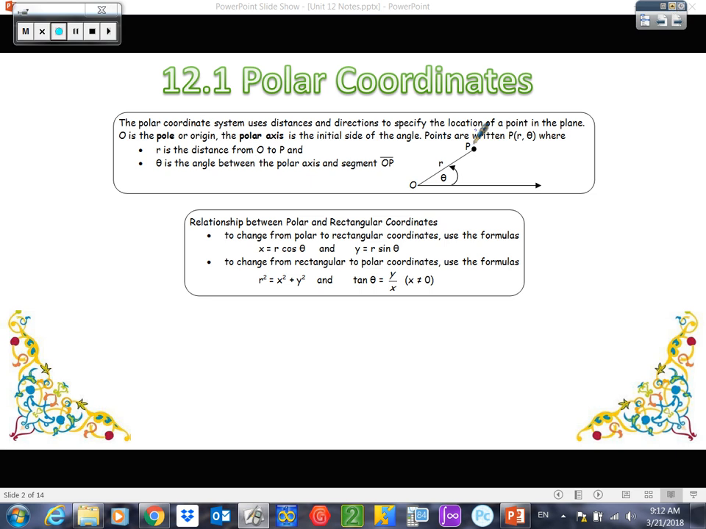How would we write a point in polar form? The points are written with r and theta. So r, I like to think of it as rings. Really, I guess technically it's radius. It's the distance from the origin or pole that the point is. So this distance right here is r.